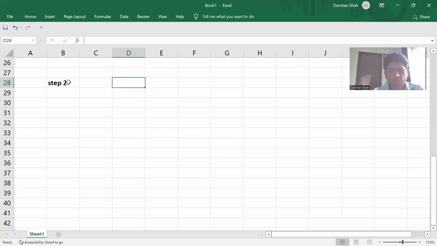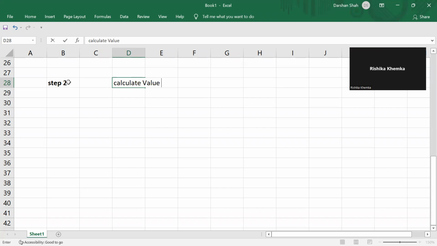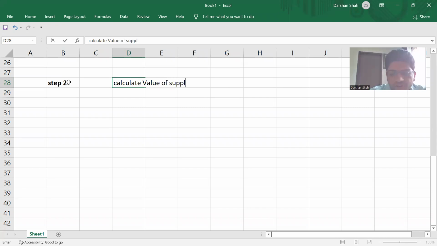So what was step 2? Once you know there is a supply, what is step 2? Value of the supply. Correct. Calculate the value of supply, because unless you know the value, I cannot pay tax. If I know the value is 1 lakh, I can pay tax on 1 lakh, right? So calculating the value of supply becomes important. This is a very easy and very logical concept.